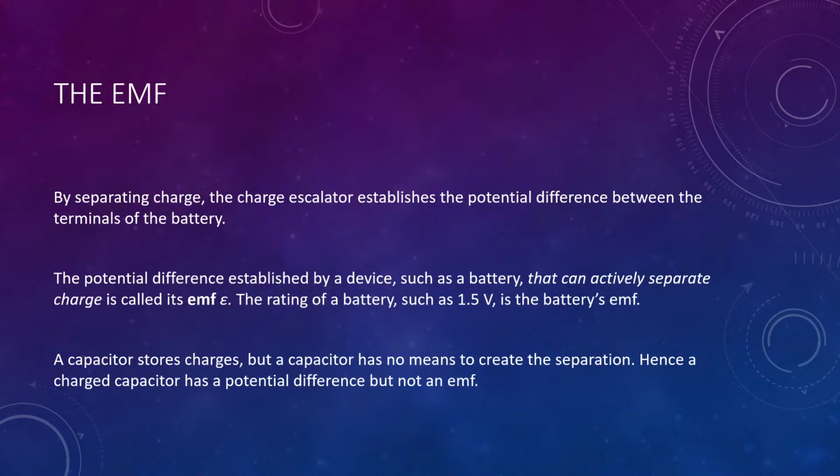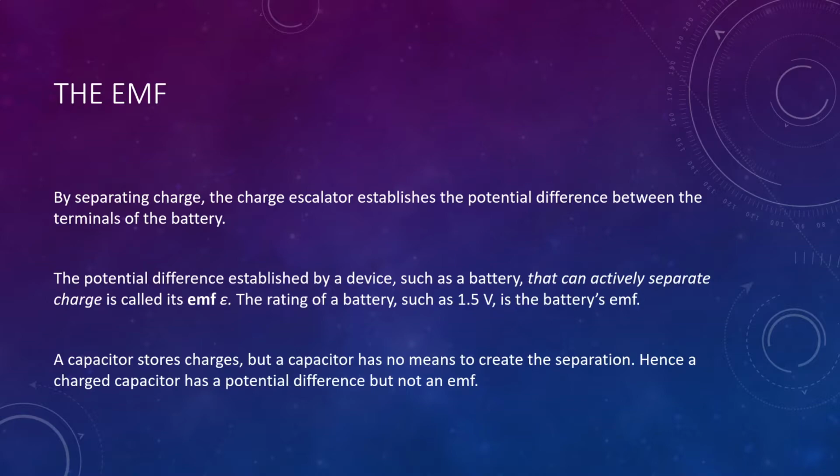Well, that's what batteries do. They separate charge with those chemicals. And so that is what's establishing the potential difference of your battery. So if you say you have a 9-volt battery, that is caused by charge separation on the inside.